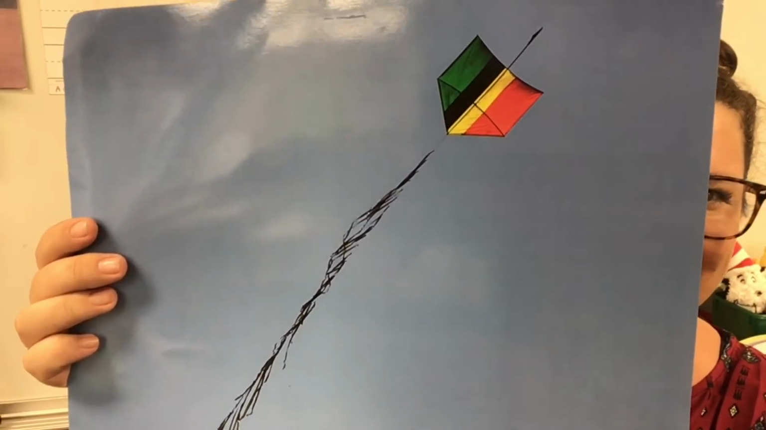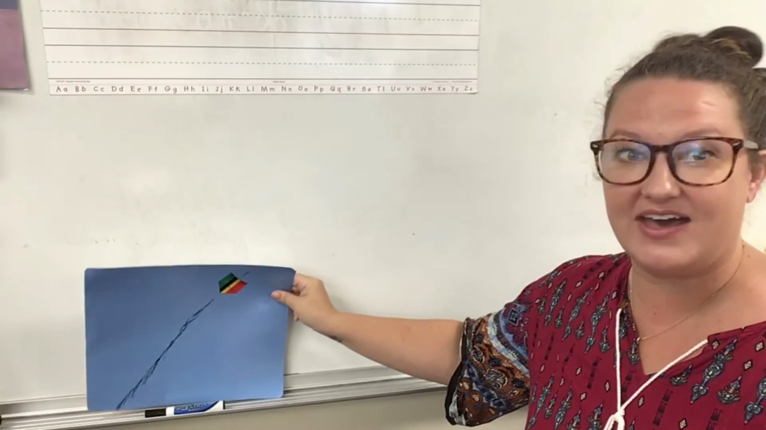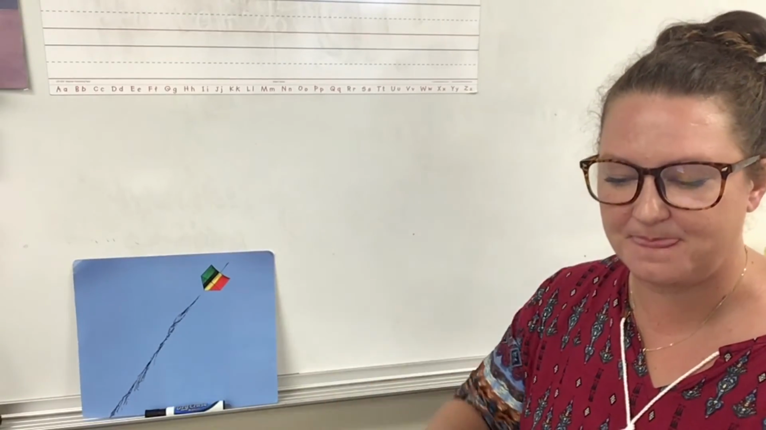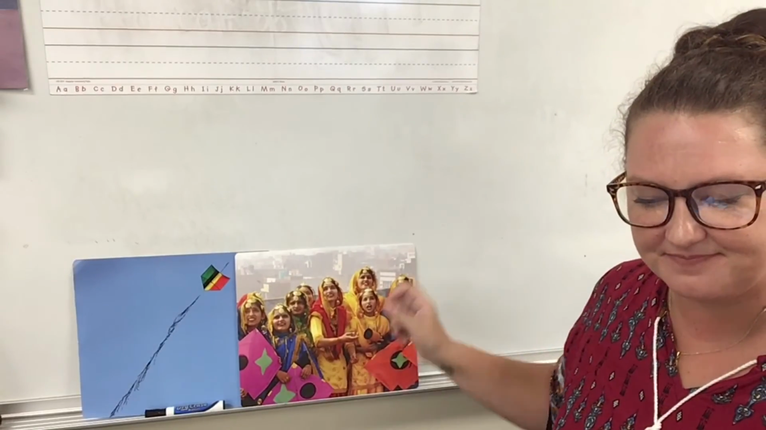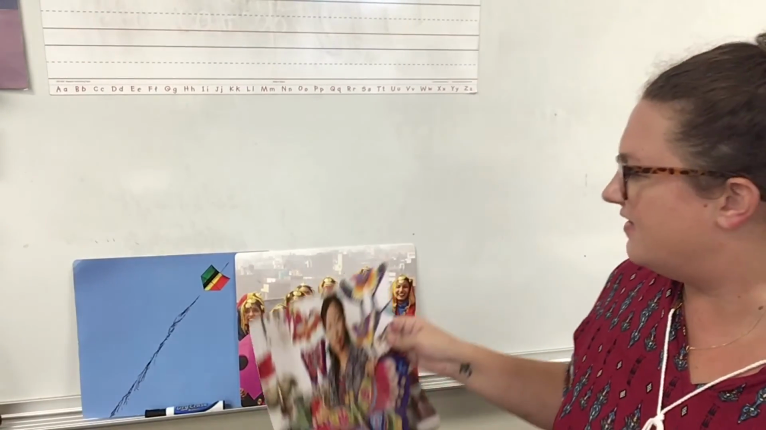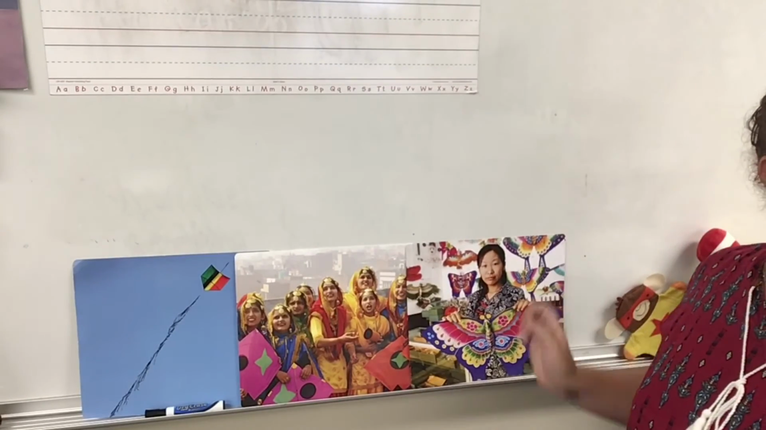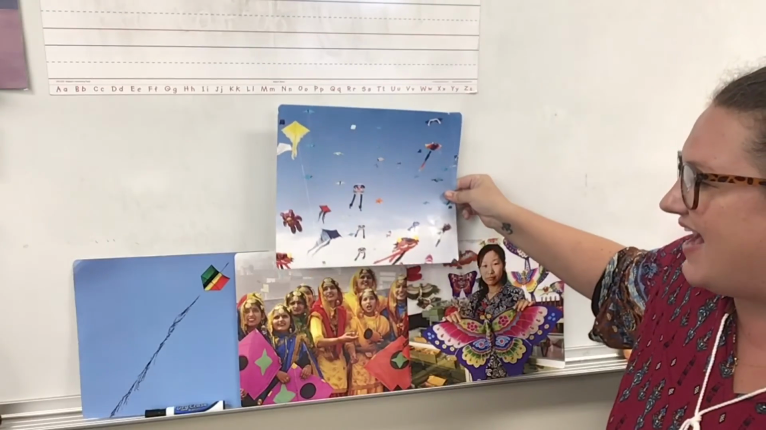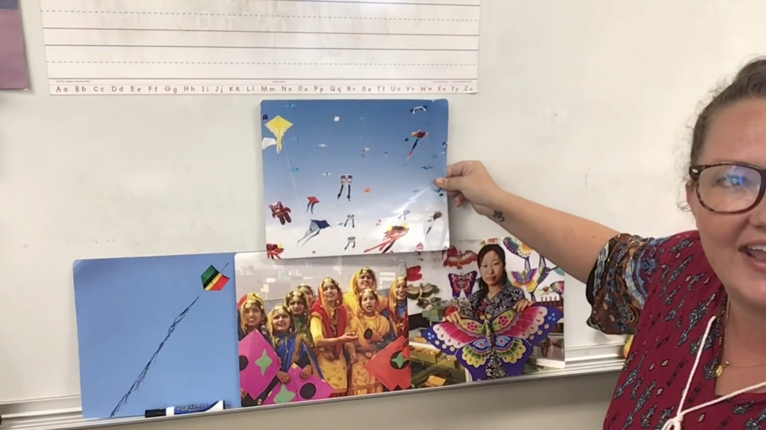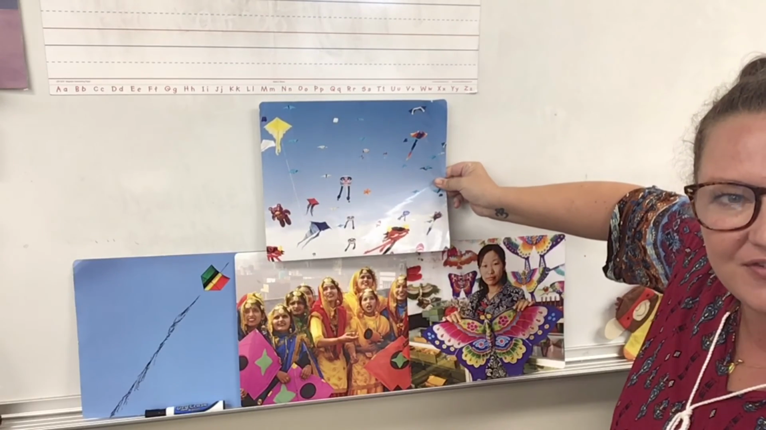Which kite from the story was your favorite? So let's take a look. We have the kite from Brazil. We have the kites from India. We have the kites from China. And then we have all of these kites that they fly in Washington State, in our country. Do you have a favorite kite?